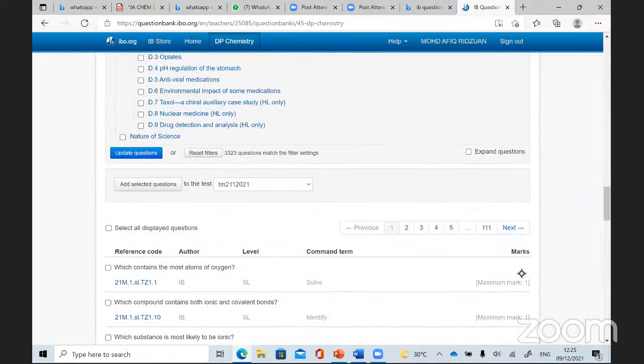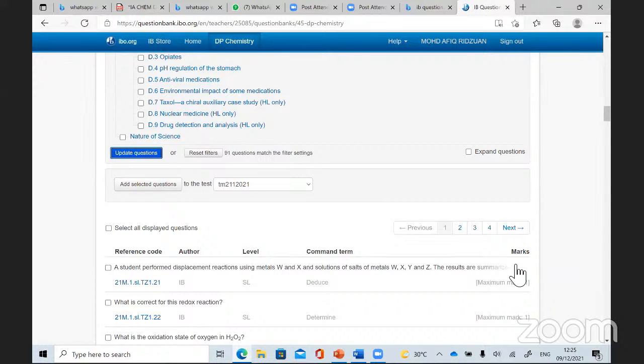Dia hanya tanya macam tu je. What is the ratio of oxygen to the thiosulfate in the Winkler method? So jawapan dia adalah 1:4. 1 mole oxygen, 4 mole of thiosulfate.